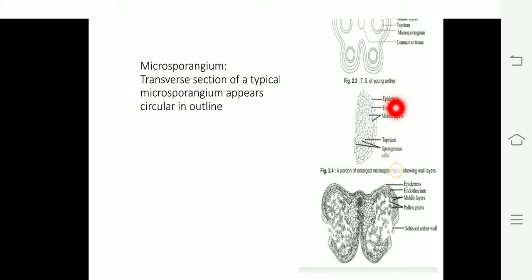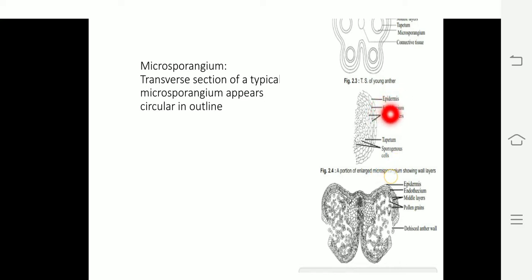Second layer, that is the endothecium. Endothecium is present inner to the epidermis. It is also made up of a single layer of radially elongated cells. These cells possess bands of callose, so they help in dehiscence. Along with protection, they help in the dehiscence of the anther at maturity.